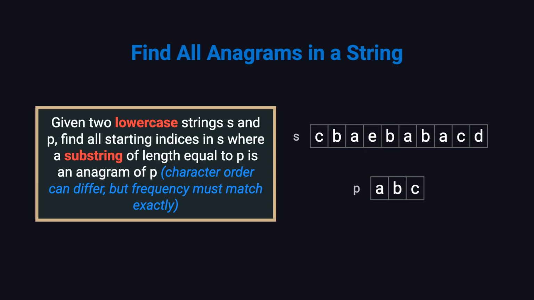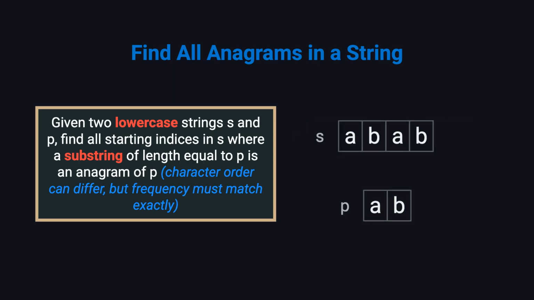order. For example, if s is the string you see on the screen and p is abc, the answer is 0 and 6, because the substring starting at index 0, cba, and the one at index 6, bac, are both permutations of abc. Another example, if s is abab and p is ab, the answer is 0, 1, and 2.